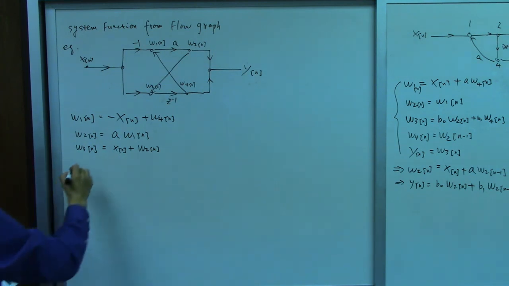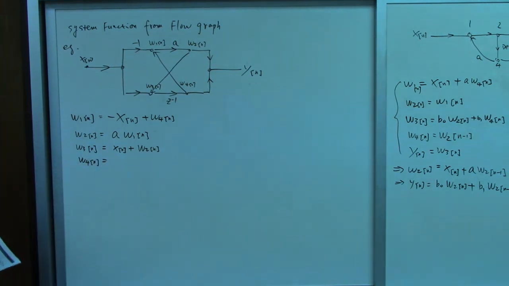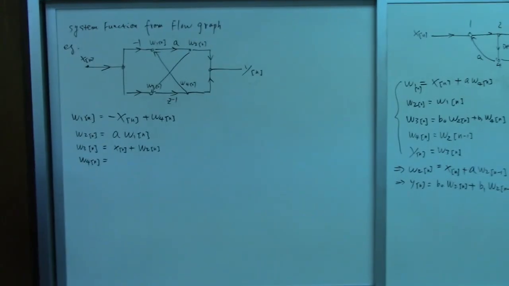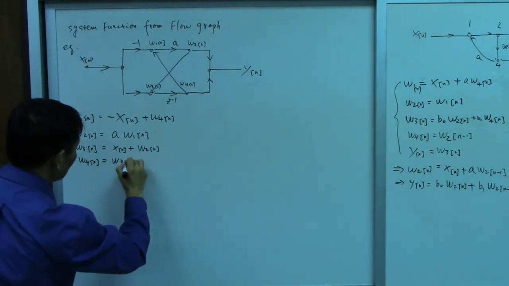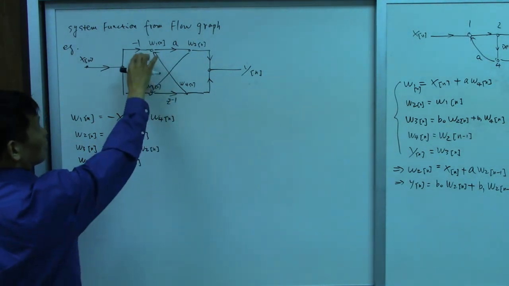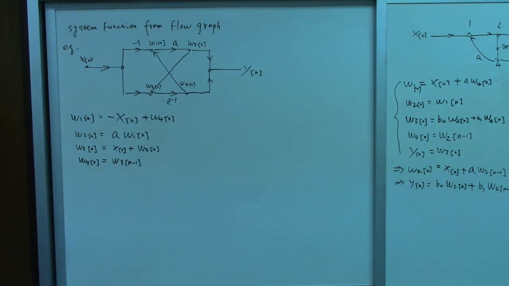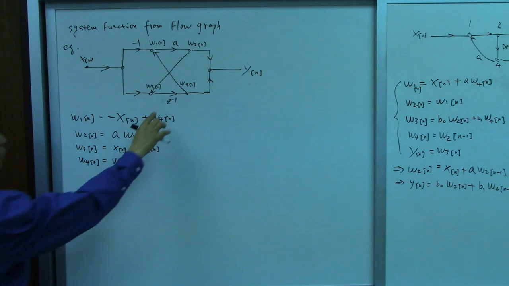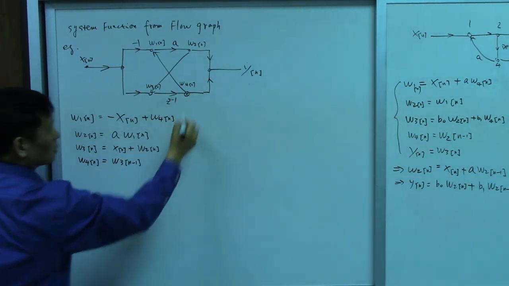Okay, now you tell me W4. W3[n-1]. Okay, equals W3[n-1], right? Okay, please distinguish between this and this. This is times -1. This one is delayed by 1 time. That's all? Yes, we have only one coming branch to node 4. Right? That is there.